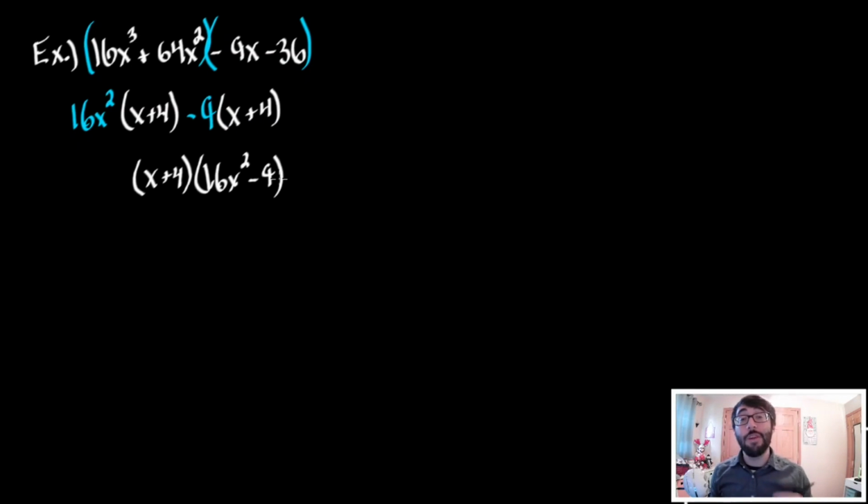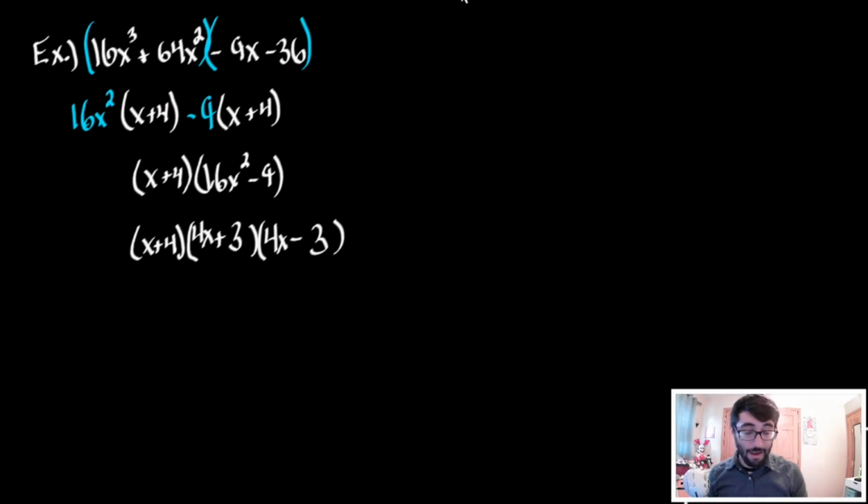And in this problem, we actually can factor further. 16x squared minus 9 could be factored by using difference of squares, because 16x squared is a perfect square, 9 is a perfect square, and they are both subtracting. So I can actually break this down further to x plus 4. And remember, when we use difference of squares, that's 2 binomials. One's going to be addition, one is going to be subtraction. And that's going to be 4x plus 3 and 4x minus 3. And that would be our final answer.